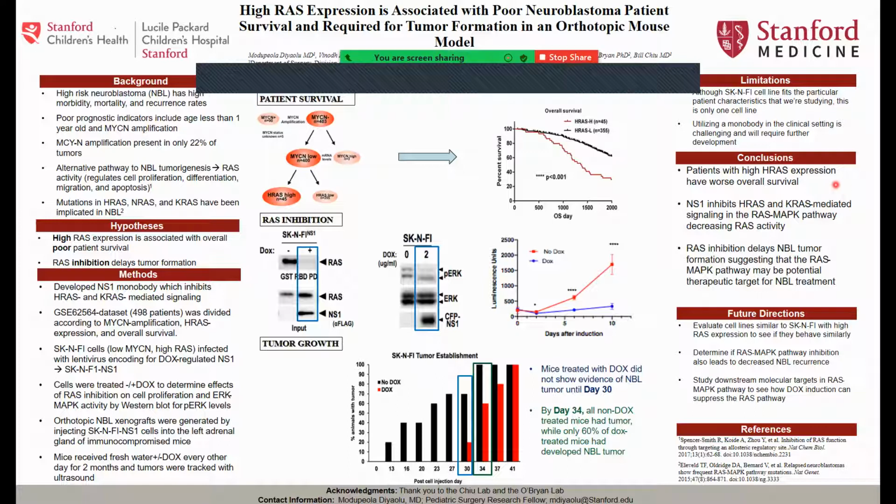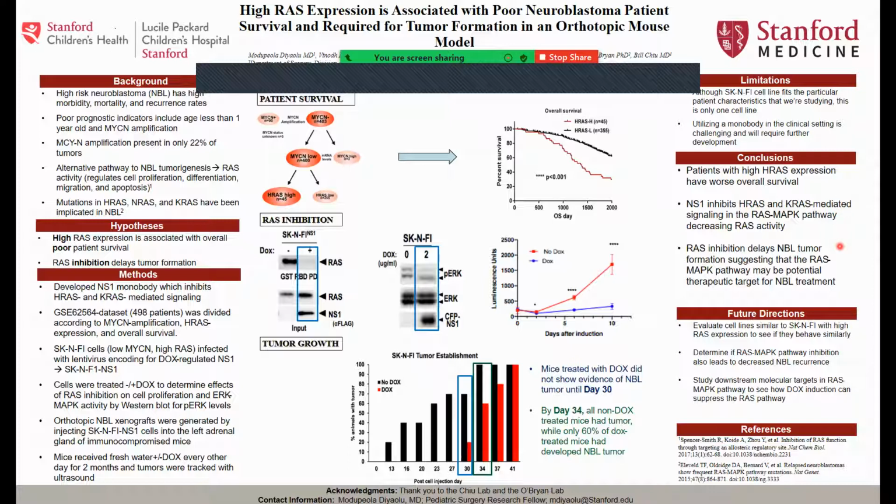In conclusion, NS1 can be used to help determine the role of RAS in neuroblastoma tumorigenesis by inhibiting HRAS and KRAS to decrease RAS activity. Inhibition of RAS delays tumor formation, suggesting that the RAS-MAPK pathway can be used as a target for therapy. Patients with high RAS expression have poor overall survival.